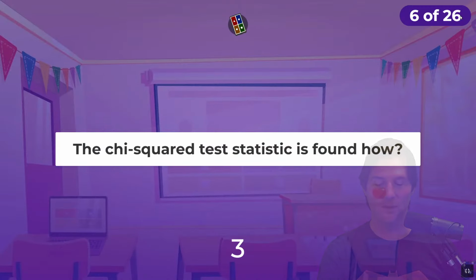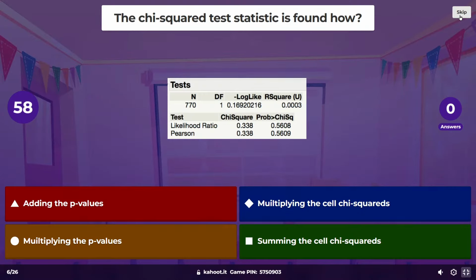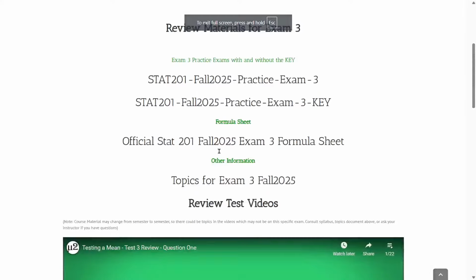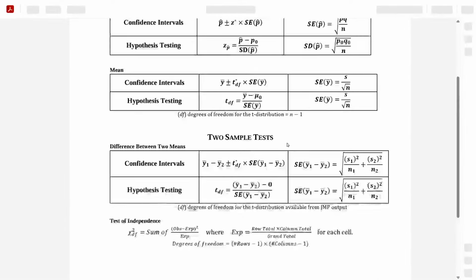The chi-square test of independence statistic is found how? We got this one. Here's a hint: if you get a question like this, look at the formula sheet. Let's drop the formula sheet in the chat. If you don't know the answer right now, look at the formula sheet. You get to print the formula sheet, and you're going to see the answer.